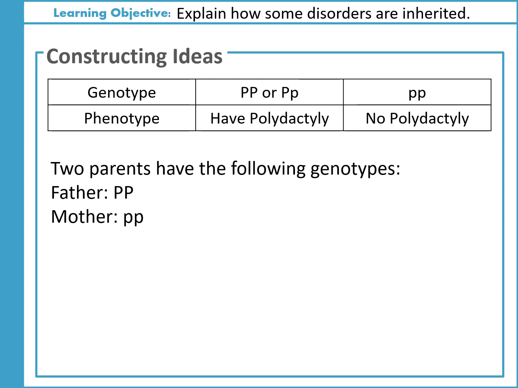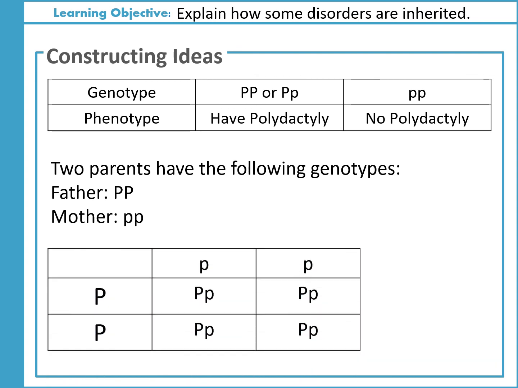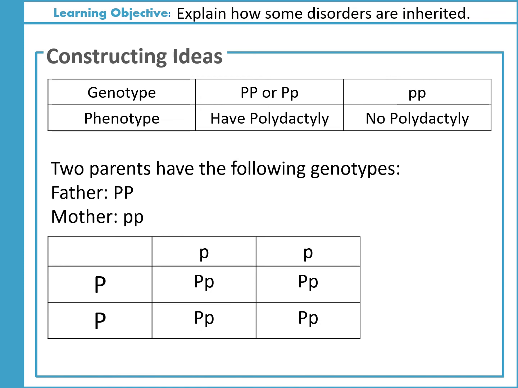In this example, where the mother is homozygous for the recessive allele, small p, and the father is homozygous for the dominant allele, we produce this Punnett square. And as you can see, every one of the offspring has a small p and a large P present, and therefore there is a 100% chance of the children having polydactyly.